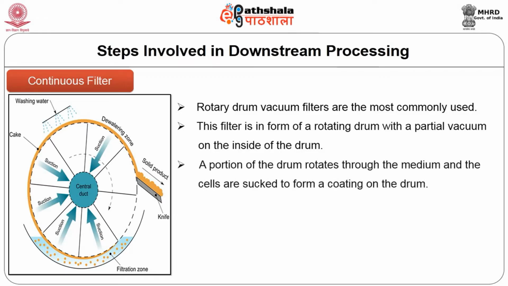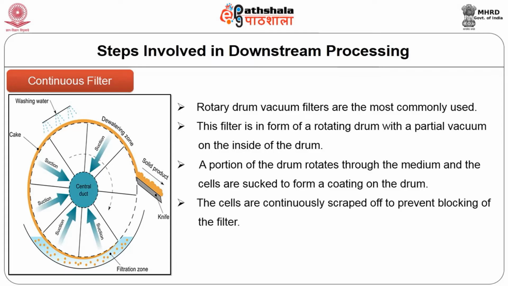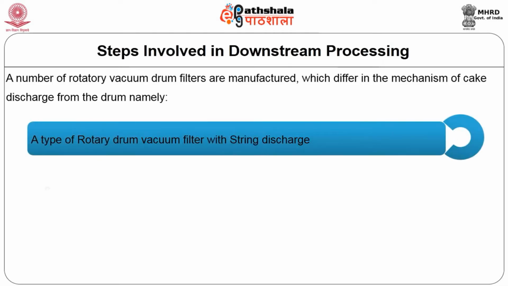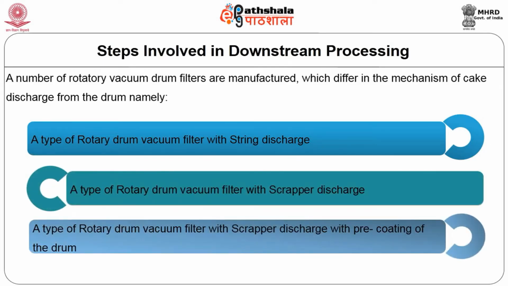A portion of the drum rotates through the medium and the cells are sucked to form a coating on the drum. The cells are continuously scraped off to prevent blocking of the filter. A number of rotary vacuum drum filters are manufactured which differ in the mechanism of cake discharge from the drum, namely a type of rotary drum vacuum filter with string discharge, a type with scraper discharge, a type with scraper discharge with pre-coating of the drum.